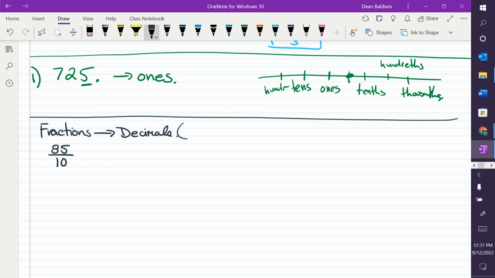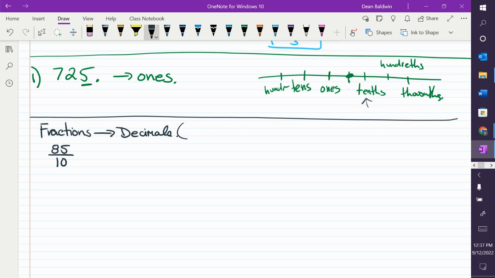85 over 10. Okay. What does that say? 85 over 10, or 85 tenths, right? If you have it in the denominator, we say tenths or hundredths or whatever, okay? And then we did the place value stuff the other day. Tenths is the first decimal to the right, okay?